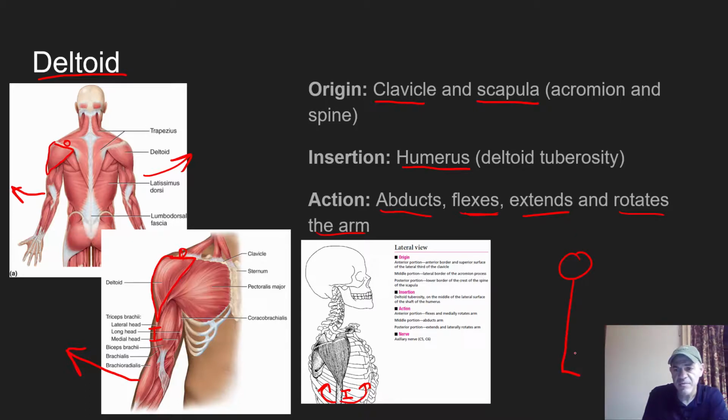And a flexion is where, if we're looking laterally, the arm is pulled straight upward, and an extension is where it would be pulled straight backward. And so we're moving that arm along the sagittal plane. So that's the deltoid muscle.